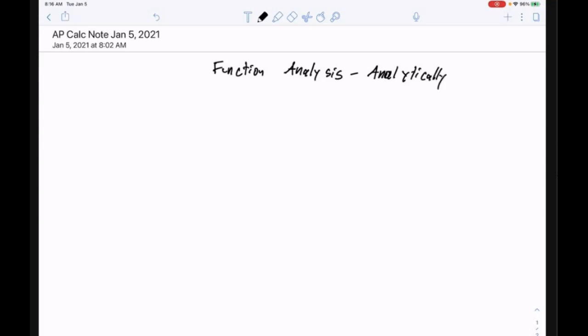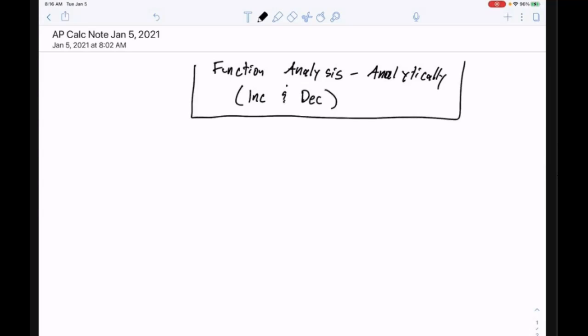And we're going to be studying function analysis analytically. And more importantly, today we're talking about increasing and decreasing work. So there's a lot more to talk about in terms of function analysis, like when we talked about things like speeding up and slowing down with particle motion. And that'll be saved for Thursday.